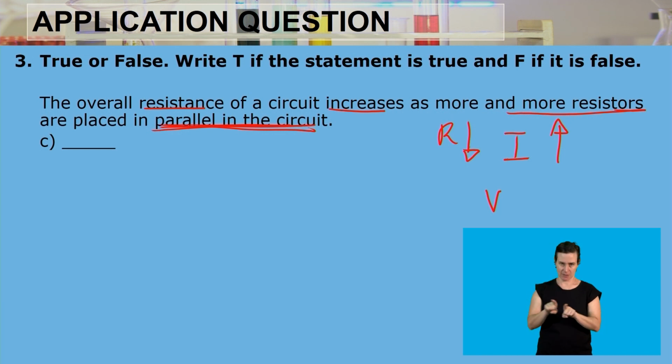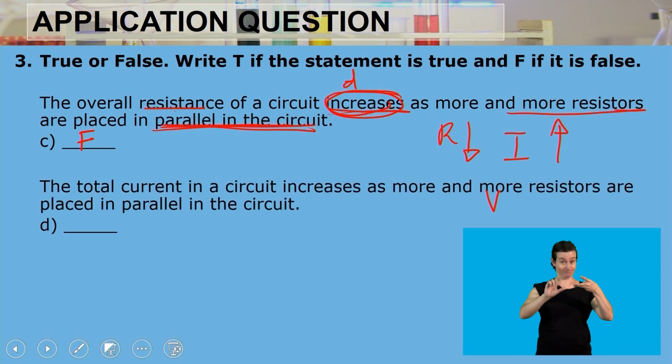So therefore, rereading this question, the overall resistance of a circuit increases as more resistors are placed in parallel in the circuit. So this is false because as we are adding more resistors in parallel, the resistance must decrease. So therefore, this statement is false. So F for false.